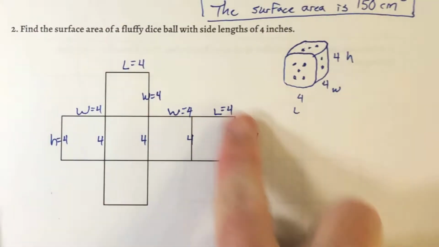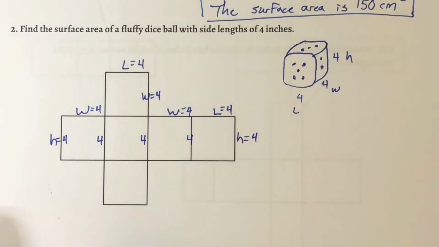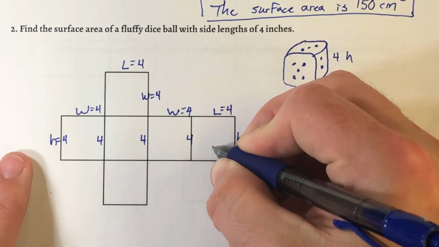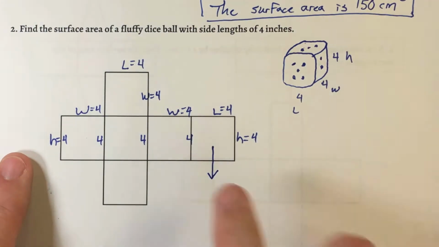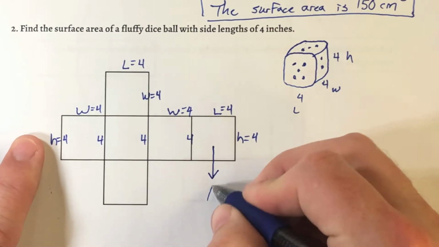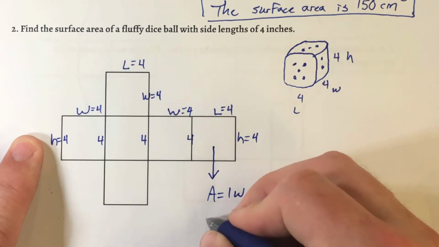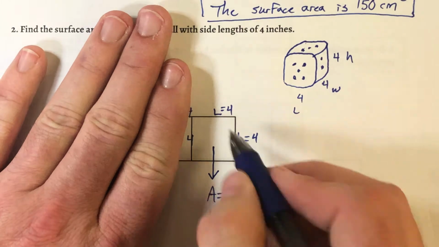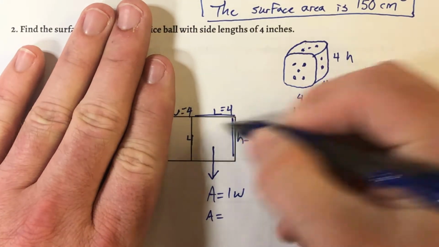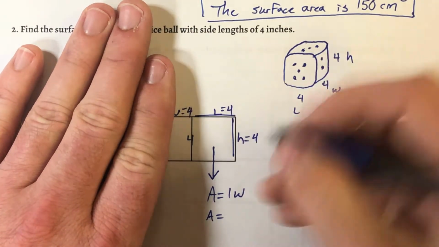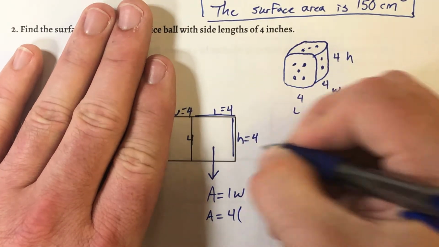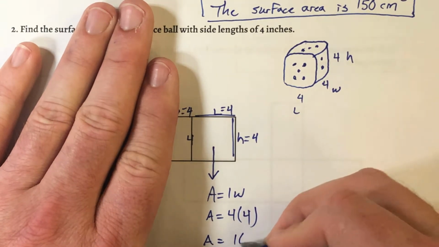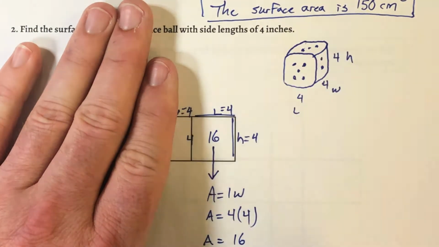Okay, everything is labeled. Now I can find the area of each one if I wish to. For this one, we only need to do one of them because they're all the same. So let's find the area of this square right here. Area equals length times width. Don't be confused by the fact that you have an L and an H. This is still your length, and that's still your width, or vice versa. So length is 4. Width is 4 because it's 4 by 4. Area equals 4 times 4 is 16. 16 is the area of one square.